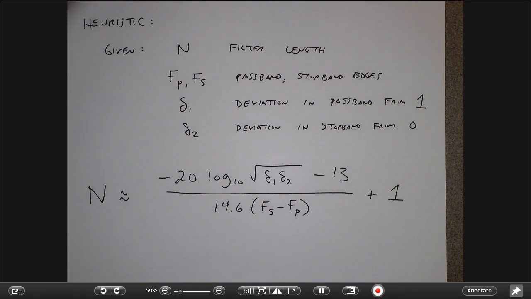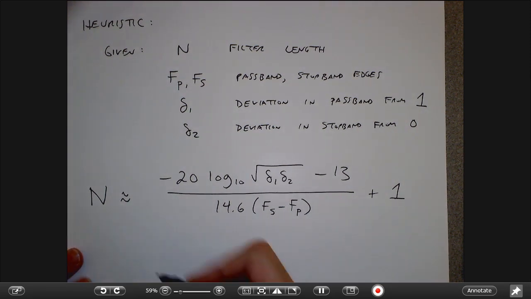And then there are reverse versions. If I say, okay, I can't change my n, and I can't change my deviation from the stopband, what's the best passband ripple that I can expect to achieve? Those kinds of trade-offs are represented in other heuristic formulas, okay? And Matlab has a bunch of these built into it.